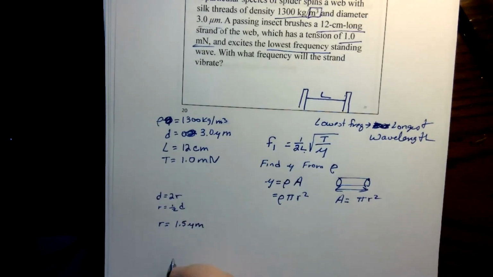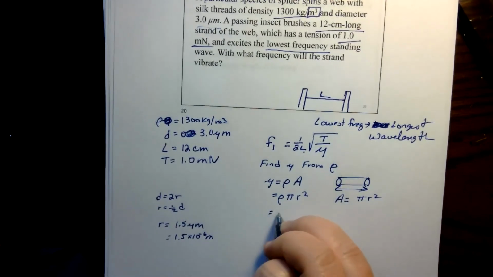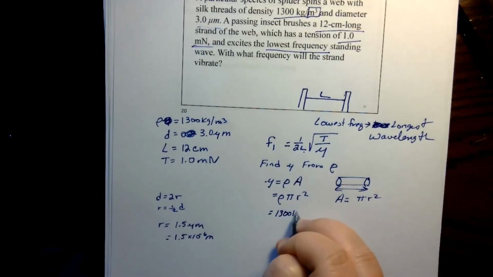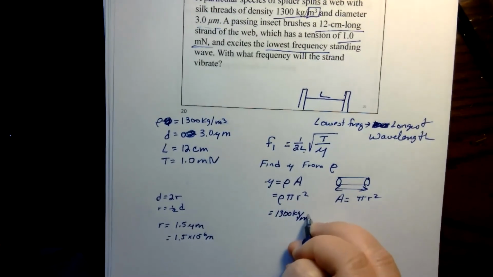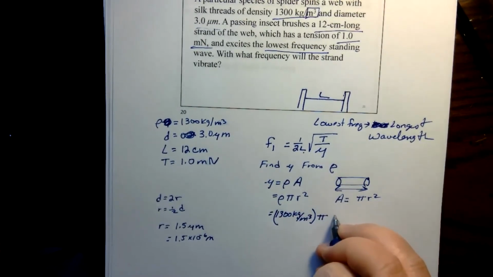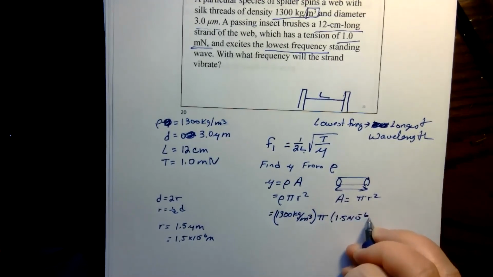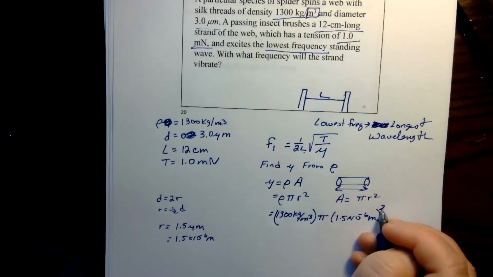Now, how big is a micrometer? What power of 10 is that? He said 10 to the negative 6. You are correct. So that is equal to 1.5 times 10 to the negative 6 meters. So we're going to put that into mu. We're going to have rho, which we said was 1,300 kilograms per meter cubed, times pi, times our 1.5 times 10 to the negative 6 meters squared.